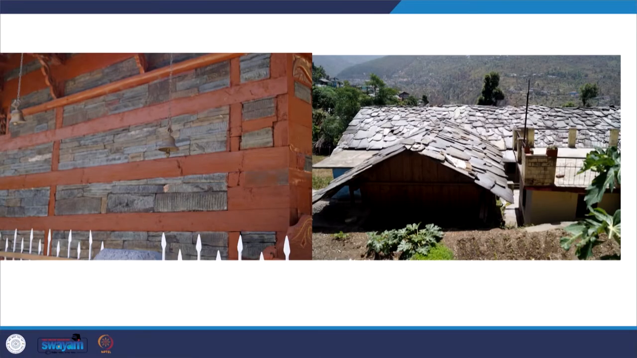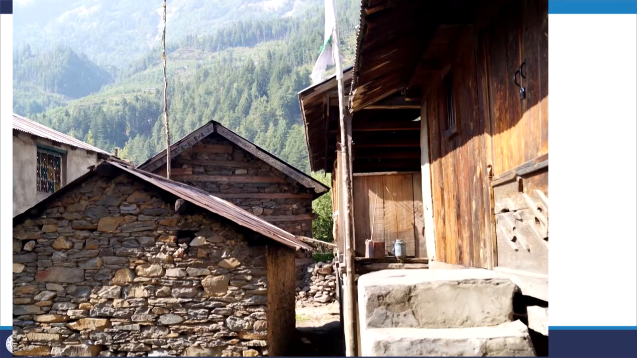One can actually see that today people are not ready to invest in many of these traditional technologies, because one, they are not able to access these materials. The second is the absence of skilled resources, the craftsmanship that can actually deliver these buildings.